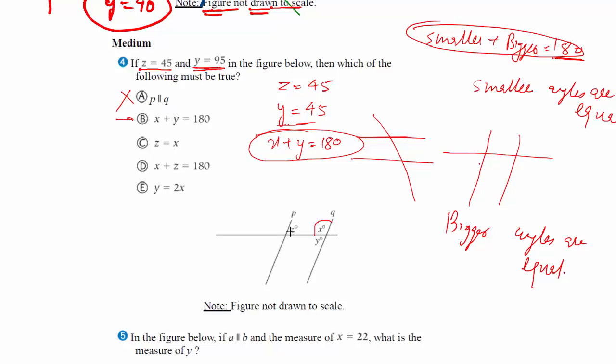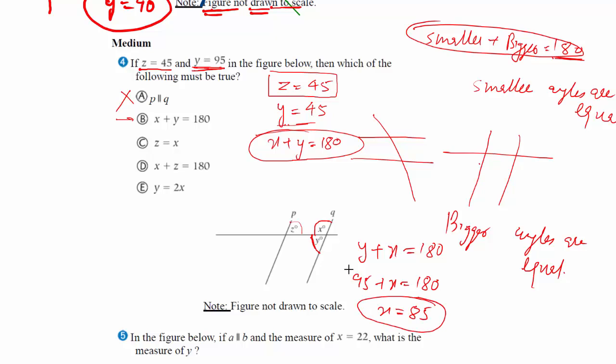So Z is equal to X? No, we can't say that because it's a smaller looking angle and it's a bigger looking angle, and Z is 45. If Z is 45, it is given that Y is 95. If Y is 95, Y plus X has to be 180. So 95 plus X has to be 180. So X you are getting as 85. You're not getting Z as X, because Z is 45 and X is 85, so this is also not true.